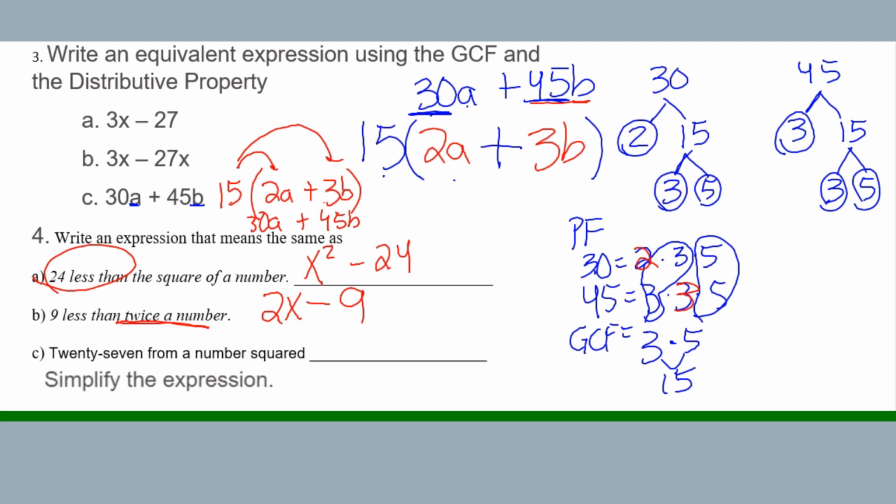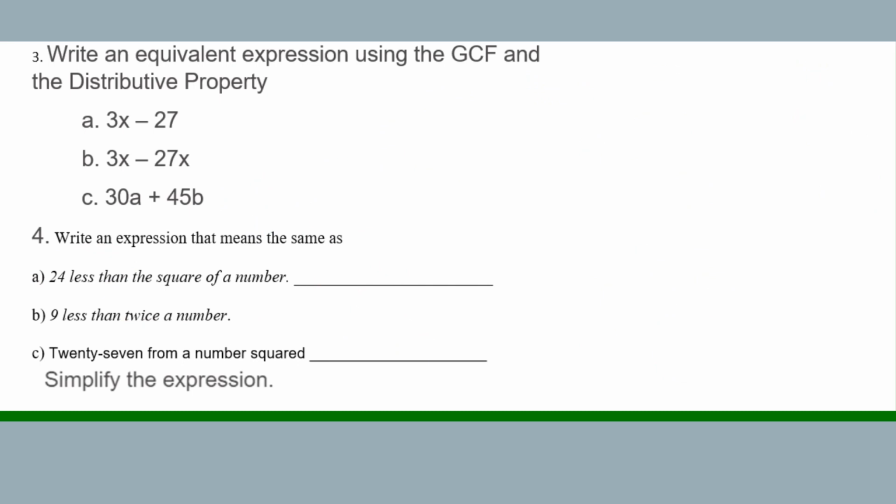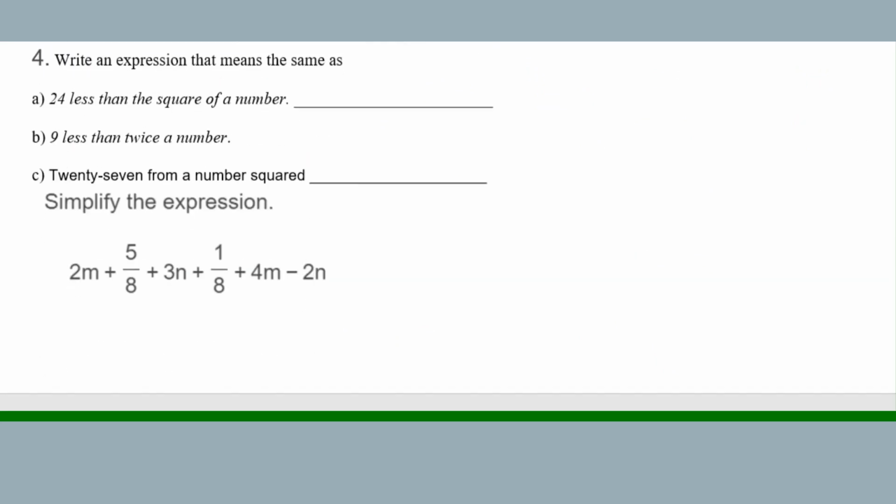The next one, 27 from a number squared. So a number squared, we don't know what that number is, so we use a variable. So a number squared needs to go first. And then we need to take 27 from the number squared. So that's what it should look like there. And then last but not least, simplify the expression.